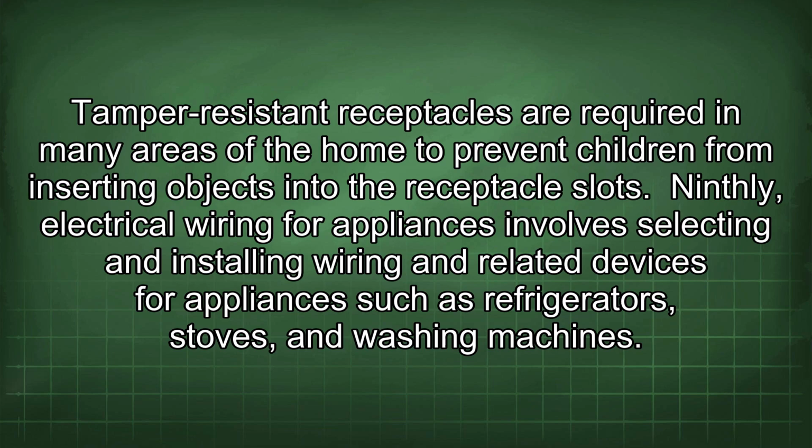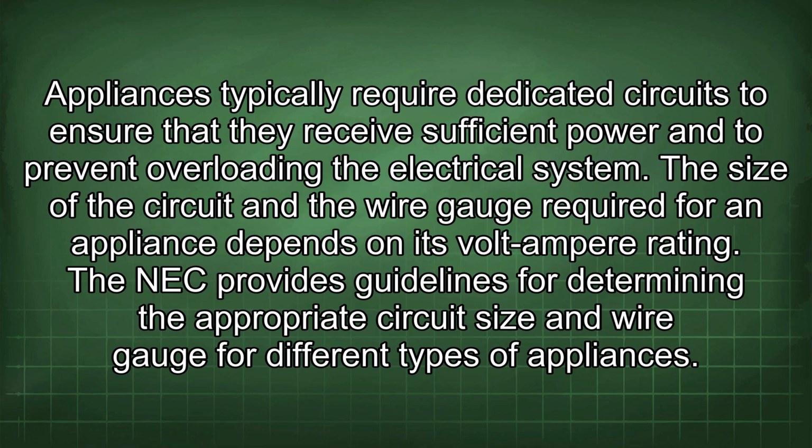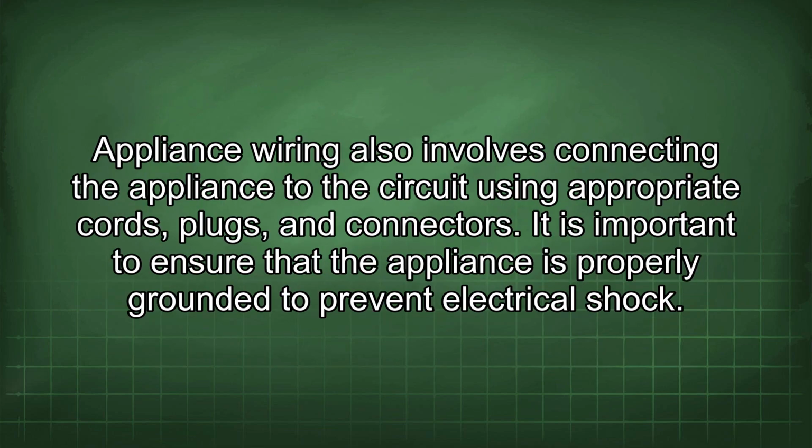stoves, and washing machines. Appliances typically require dedicated circuits to ensure that they receive sufficient power and to prevent overloading the electrical system. The size of the circuit and the wire gauge required for an appliance depends on its volt-ampere rating. The NEC provides guidelines for determining the appropriate circuit size and wire gauge for different types of appliances. Appliance wiring also involves connecting the appliance to the circuit using appropriate cords, plugs, and connectors. It is important to ensure that the appliance is properly grounded to prevent electrical shock.